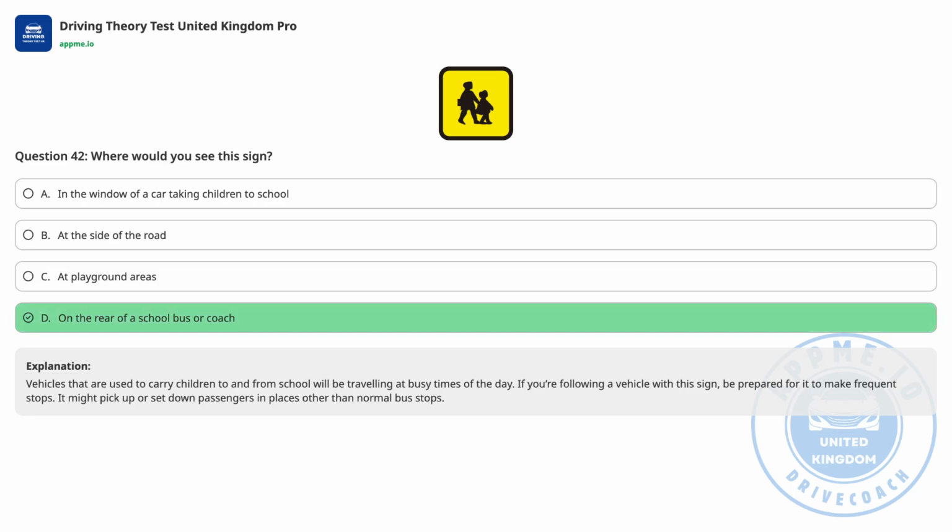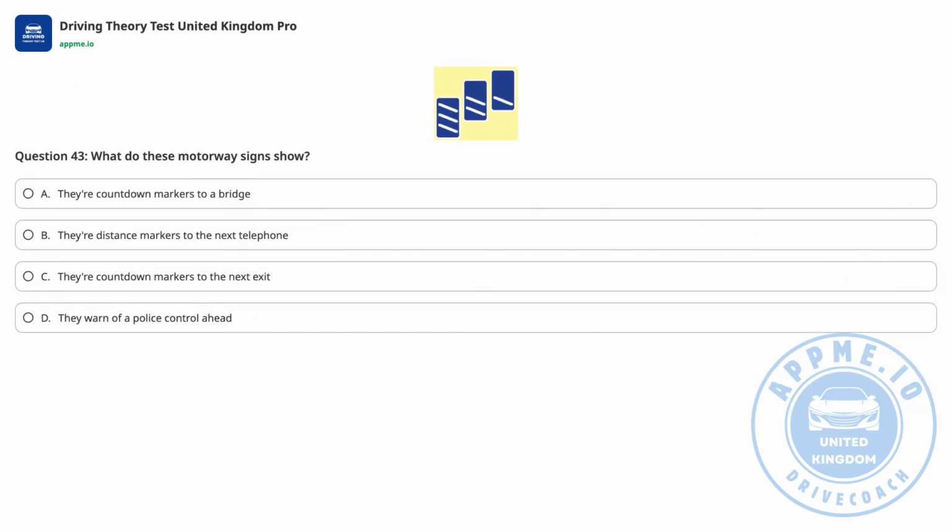The correct answer is D. Question 43. What do these motorway signs show? A. They're countdown markers to a bridge. B. They're distance markers to the next telephone. C. They're countdown markers to the next exit. D. They warn of a police control ahead.